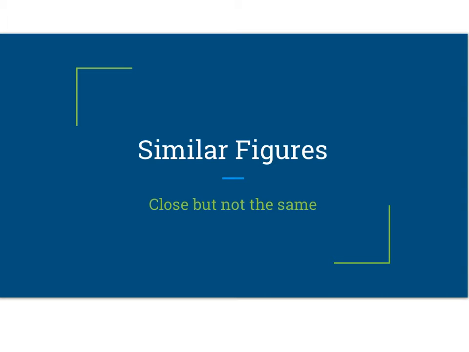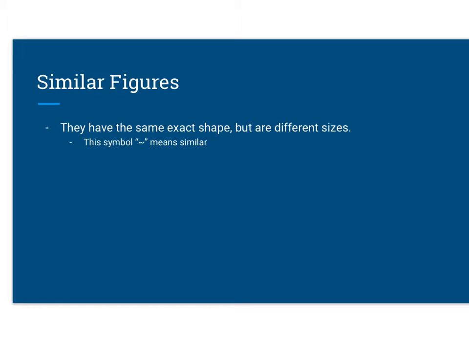This video is on similar figures and scale. Similar figures are figures that have the exact same shape but are different sizes. And we use the tilde, this squiggly line, to indicate that two things are similar to each other.